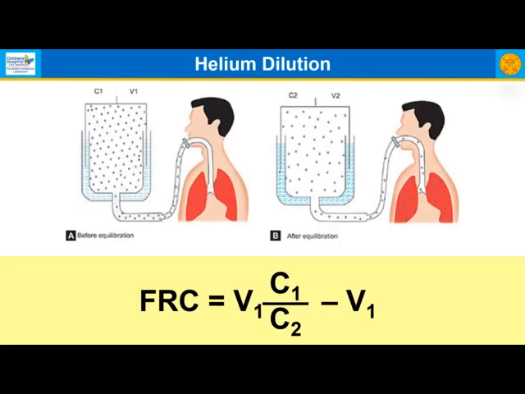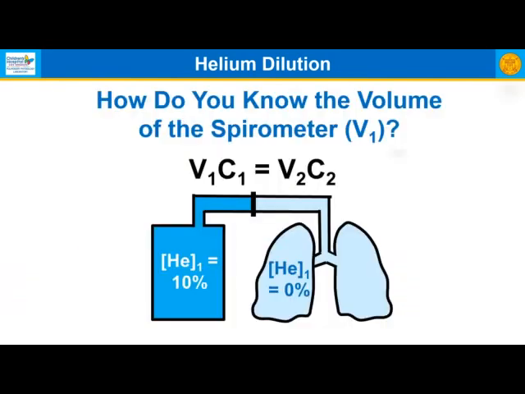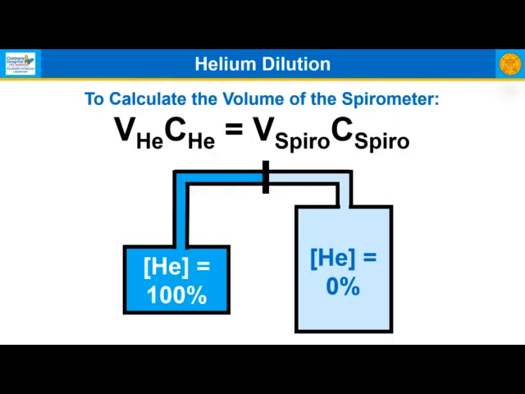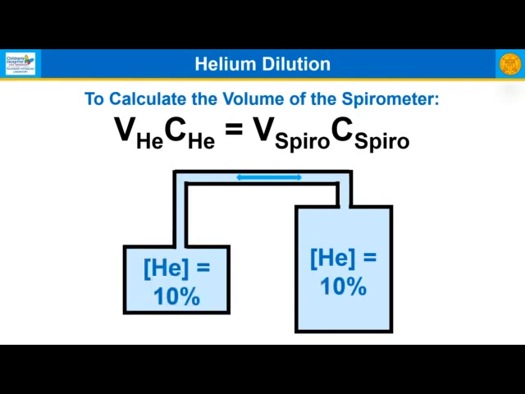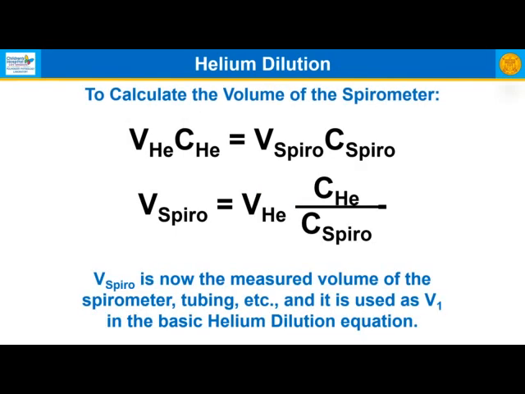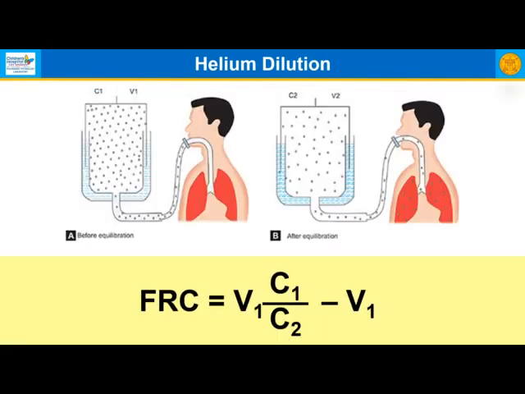Same thing shown here. So here we have a spirometer with helium. You now open the system up, and again, V1C1 equals V2C2. How do we know the volume of the spirometer? What was V1? Well, it turns out that we can do a helium dilution on the spirometer. We simply do that by adding a certain amount of 100% helium, letting that equilibrate throughout the spirometer. Same thing, helium dilution, and this will give us the volume, and then we're ready to go with our test. The spirometer volume is the measured volume of the spirometer, tubing, etc., and it's used as V1 in the basic helium dilution equation, which is shown here.